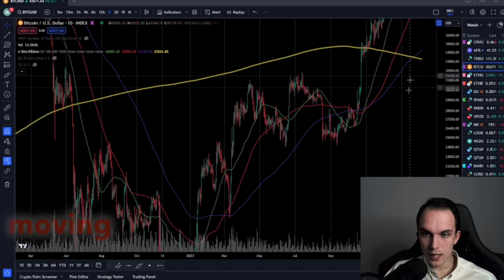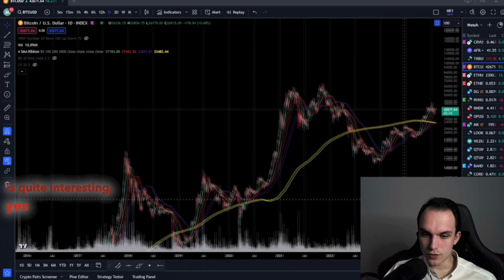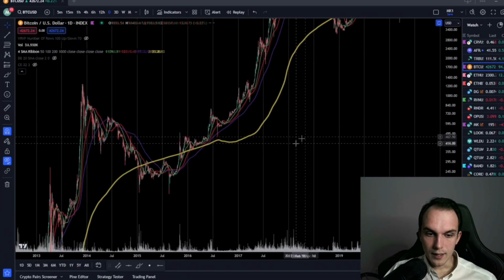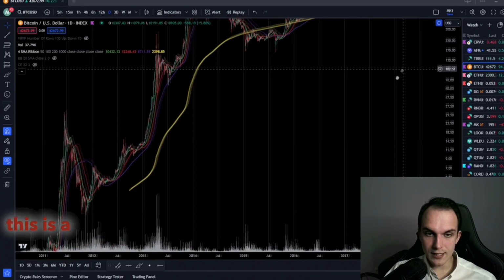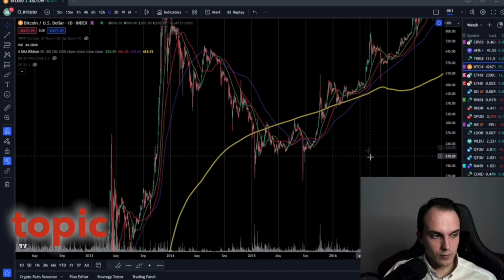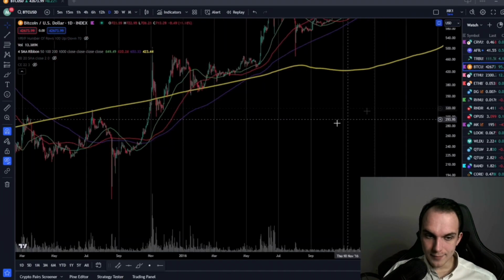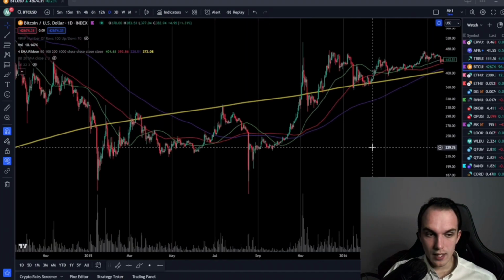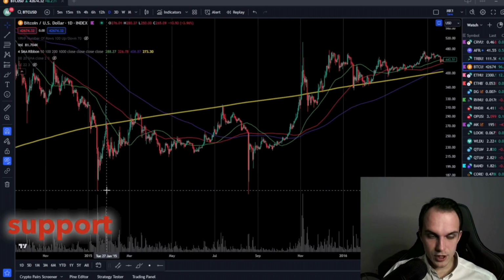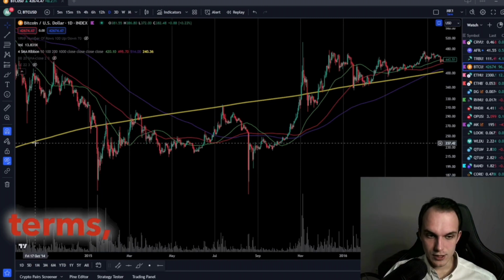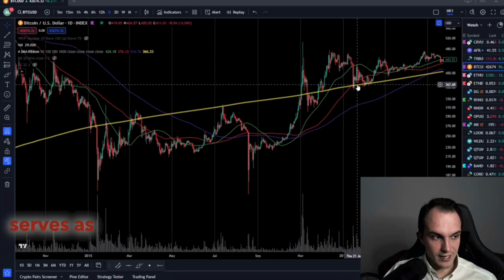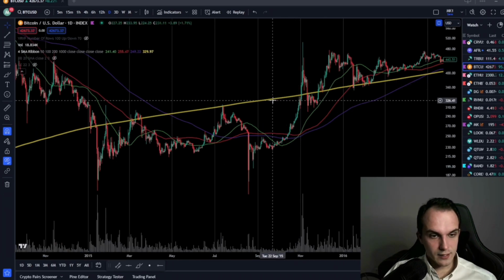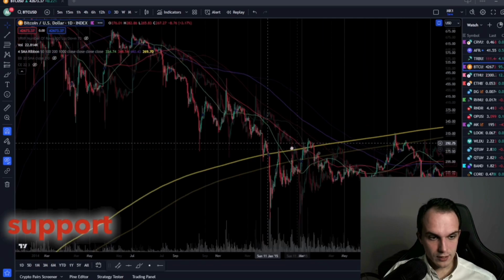So the 1000 moving average is quite interesting. It too shows interesting values and is a sort of level, which we will cover in the next lesson. It's a very important, interesting topic about resistance and support levels. In simple terms, the moving average serves as a barrier if it's above the price and as a support if it's below the price. Here it was a support for a little bit.